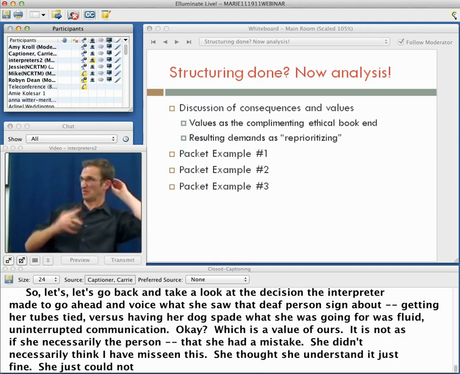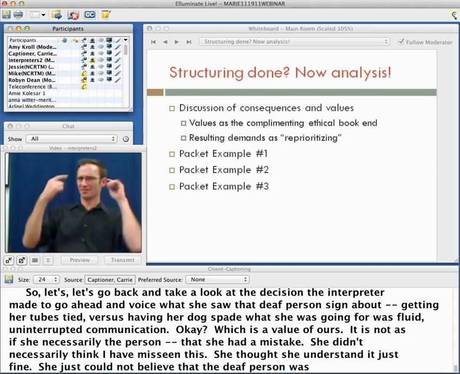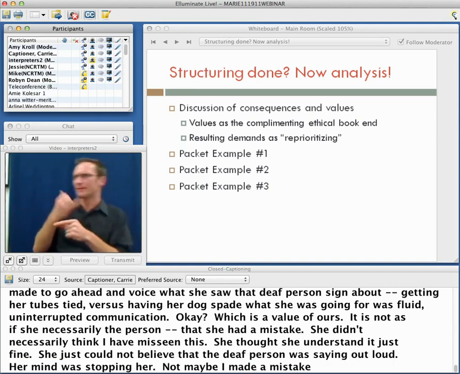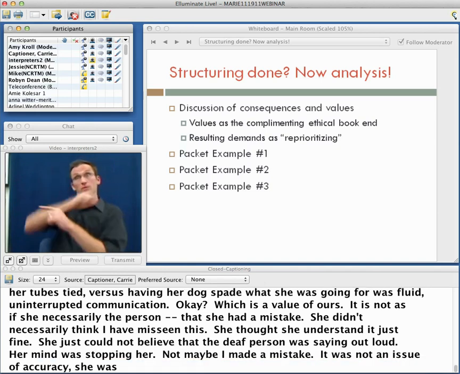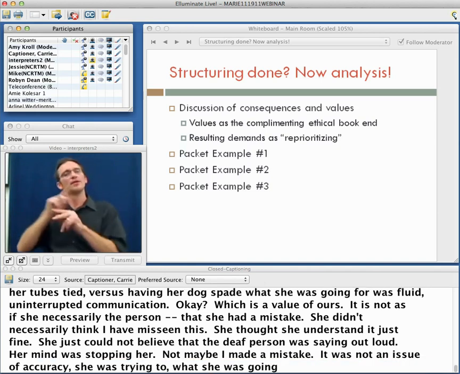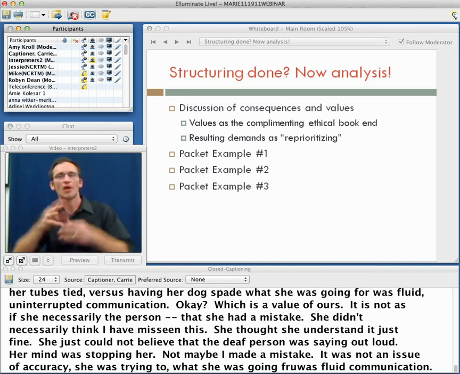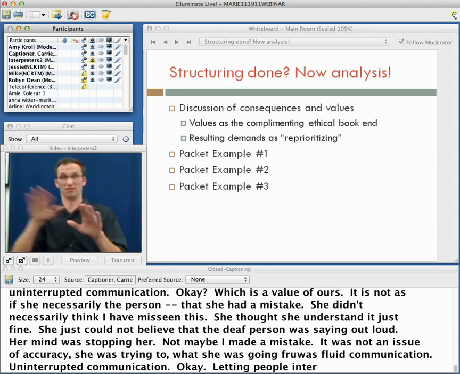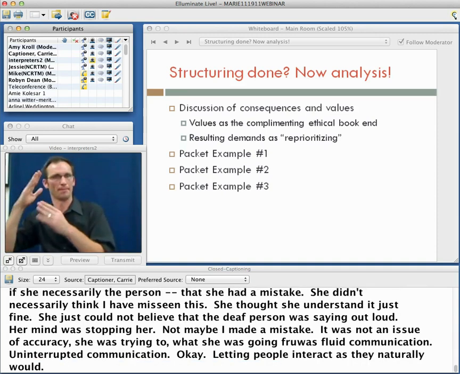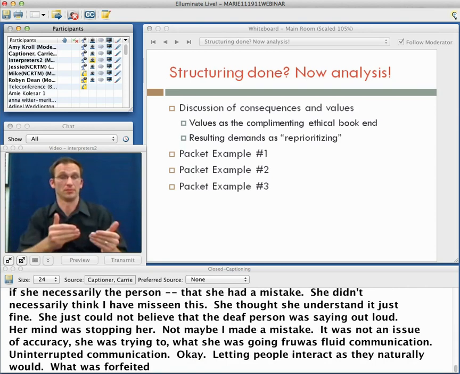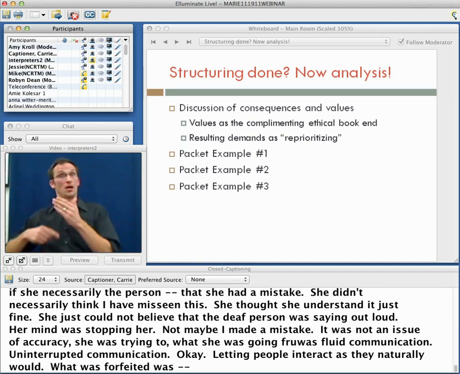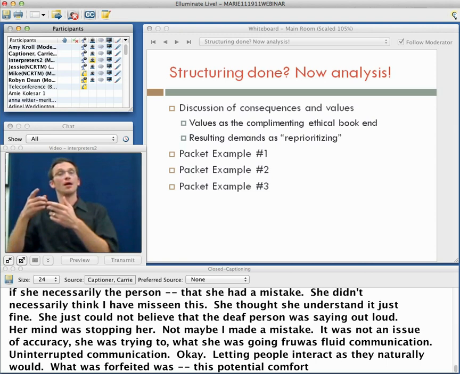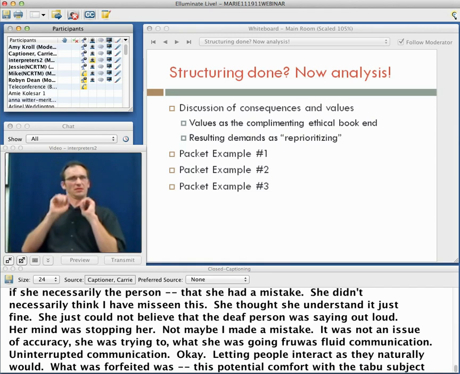So that really was where her mind was stopping her. It wasn't, oh, maybe I made a mistake. It wasn't an issue of accuracy. What she was going for was fluid communication, uninterrupted communication. Okay, letting people interact as they naturally would. What was forfeited was this potential comfort with the taboo subject that was being put out there.